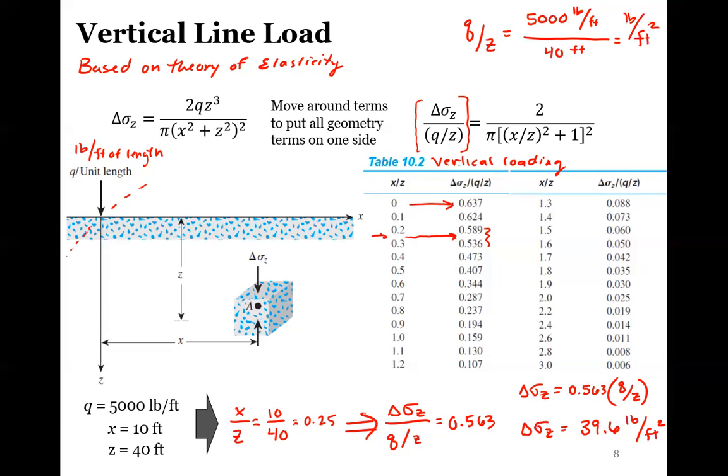So again, think about that. That should make sense, right? Because our line load is 5,000 pounds per foot, but we're going pretty significantly away. We're going 10 feet off to the side and then 40 feet down. So if you had a value that was higher than 5,000, then you know that you made a mistake somewhere along the lines, because the stress is always going to dissipate with depth and horizontally as well. So your number should always be less than your load.